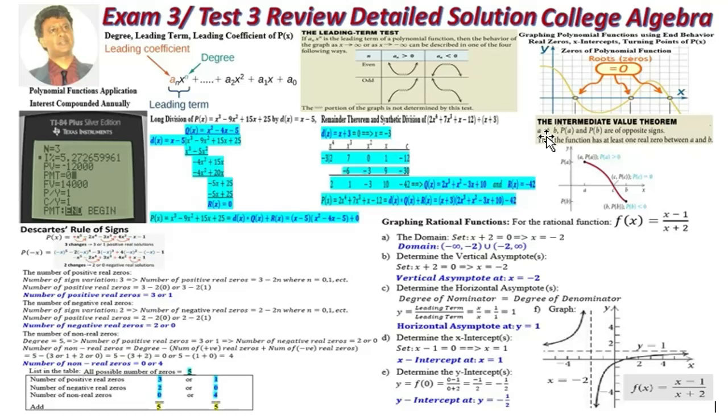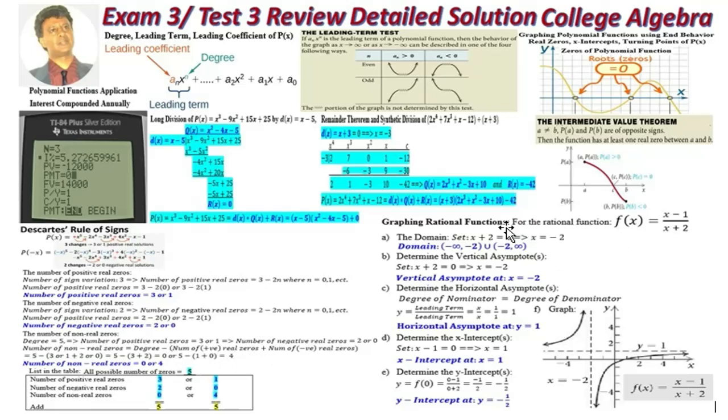We'll also look at the intermediate value theorem. We'll look at the long division of a polynomial. We'll look at synthetic division of a polynomial. We'll also look at Descartes' rule of signs. We'll look at number of positive real zeros, number of negative real zeros, and number of non-real zeros.